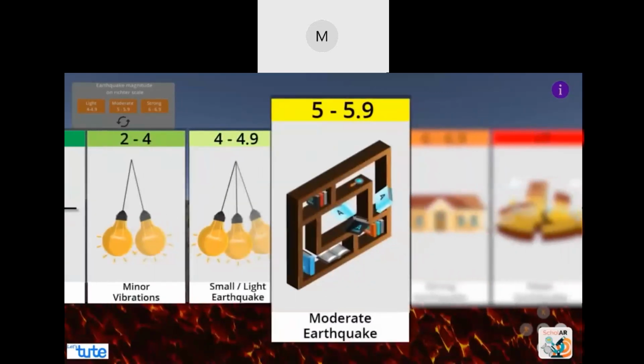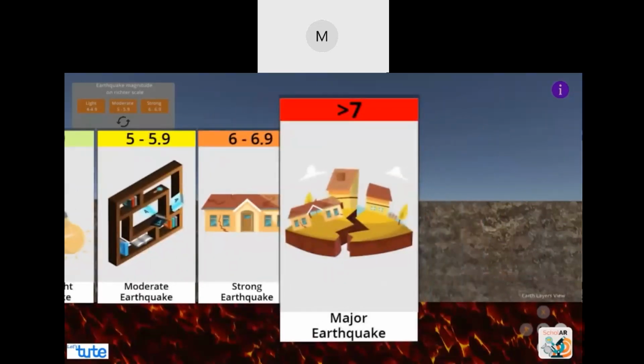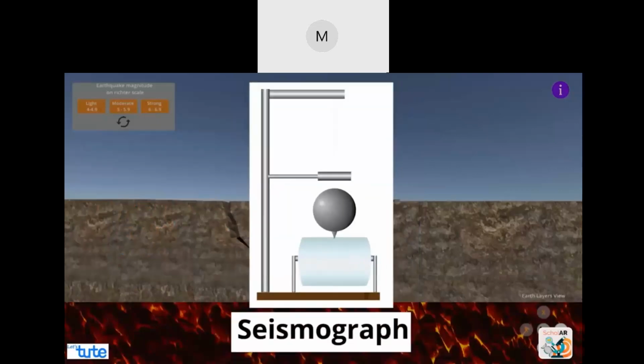Ranges from 5 to 5.9 are considered moderate earthquakes, and from 6 to 6.9 are considered strong earthquakes. In some time, we will see how much damage these magnitudes can do. And anything above 7 is considered a major earthquake, which can destroy cities and continents. These readings are recorded on a seismograph.